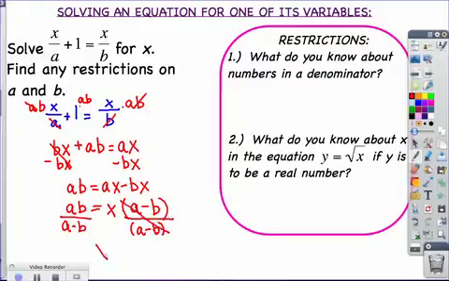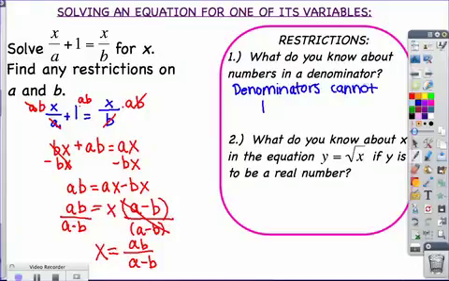We also have a minus b in the denominator. So that means that a minus b cannot equal 0, or in other words, a cannot equal b. So answer, x equals ab over a minus b, where a cannot equal 0, b cannot equal 0, and a cannot equal b.